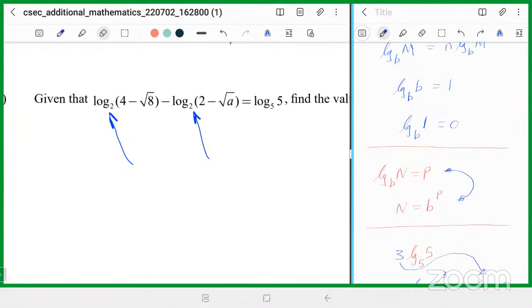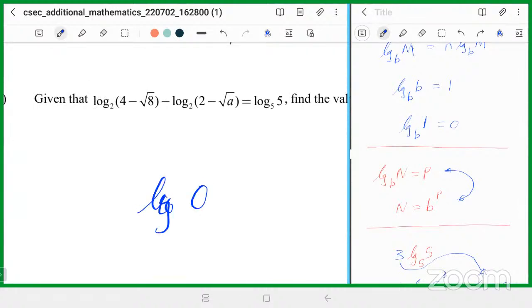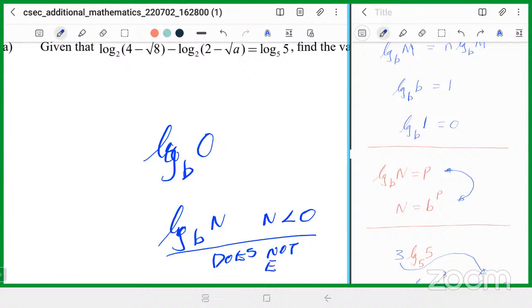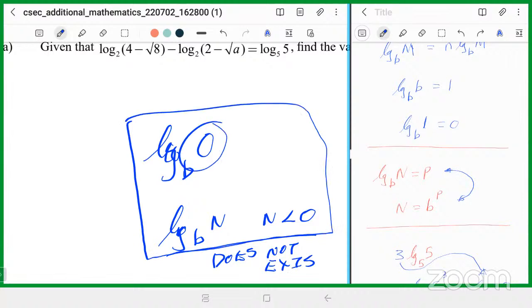Then, by the way, you can't find the log of 0. The log of 0 to any base does not exist. And the log to a base of a negative number, so if the n is less than 0, then this does not exist. It does not exist. And this does not exist either. So these do not exist. The log of 0 doesn't exist, and the log of a negative number does not exist.